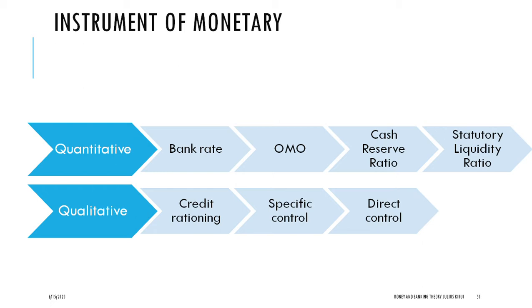Or other books talk about indirect methods. The qualitative method is a direct method which the central bank uses to control an economy. Number 1 is credit rationing. Number 2 is specific control. Number 3 is direct control. Number 4 is moral suasion. Number 5 is gentleman's agreement. So these are the types of credit control measures or instruments. So we'll look at the first one, the quantitative measure or weapon, tool or instrument.